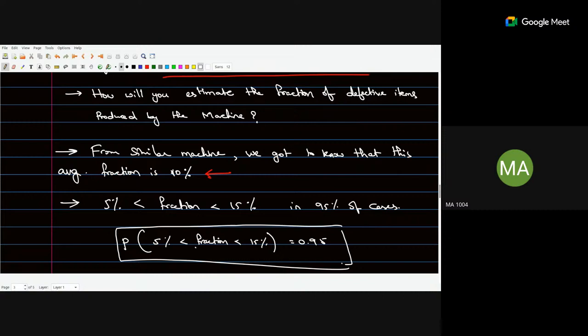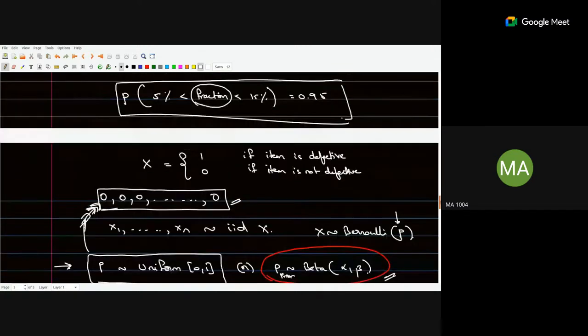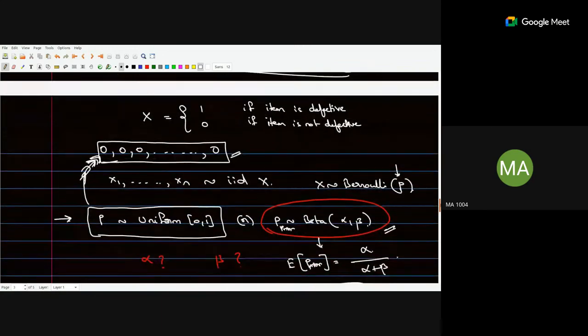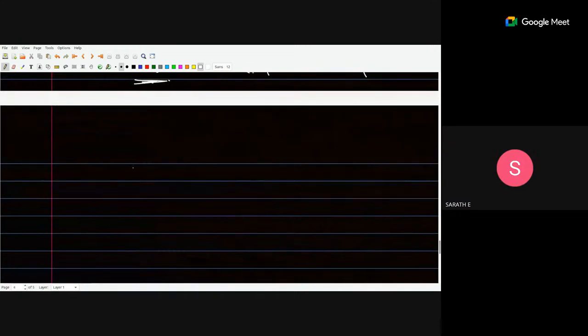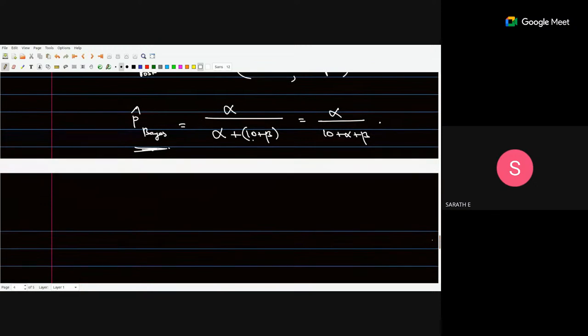So now what is this fraction related to? Is it the prior fraction or the posterior fraction? Is it posterior or prior? Come on. It should be the posterior one, like we are getting that confidence within 95%. Whatever value we get estimated, it should be between those 5 and 15.